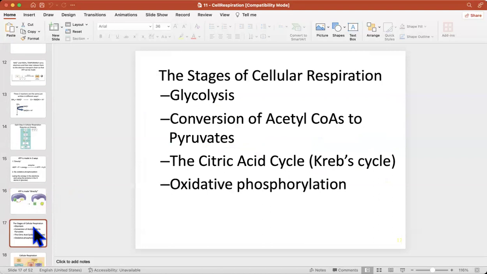And the other way is cellular respiration. So we're going to focus on this. It starts from glycolysis, and then an intermediate step turns pyruvate into acetyl-CoA. Then the second big step is called the citric acid cycle, also called the Krebs cycle. And the third one is oxidative phosphorylation, also called the electron transport chain.